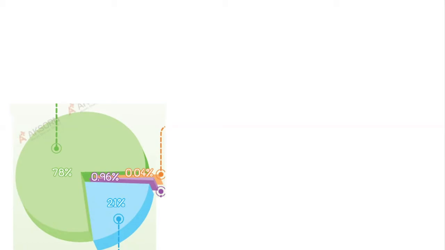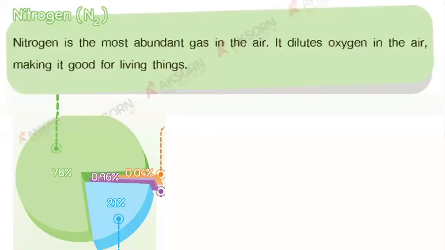We have a pie chart here, right? So what gases are in our air? The huge part of our air, 78% of our air, is nitrogen.